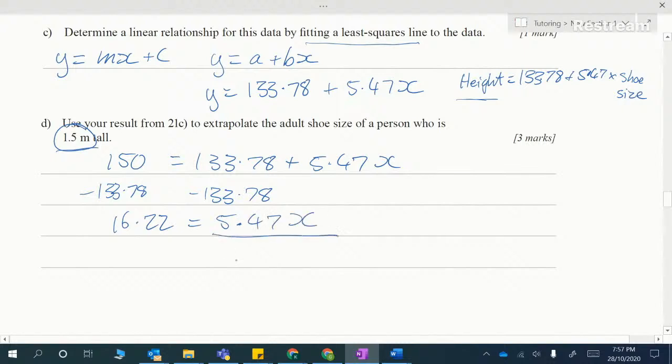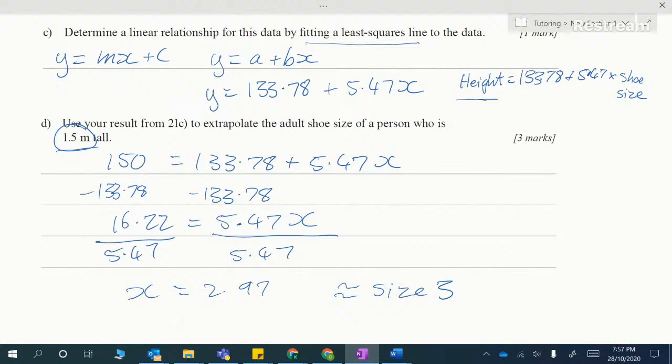And then to solve for x, we would divide both sides by that. So x is 2.97, but you cannot have a shoe size of 2.97, so you would have to round that to size 3. Okay, I wouldn't leave the answer as 2.97. That doesn't make any sense. It is not reasonable. And one of your assessment objectives is to evaluate the reasonableness of solutions. So if you don't do that, then you're probably not going to get full marks for that question.